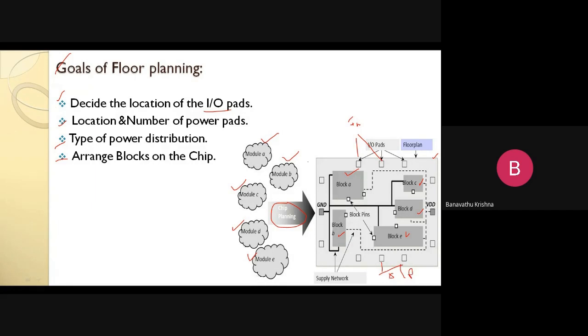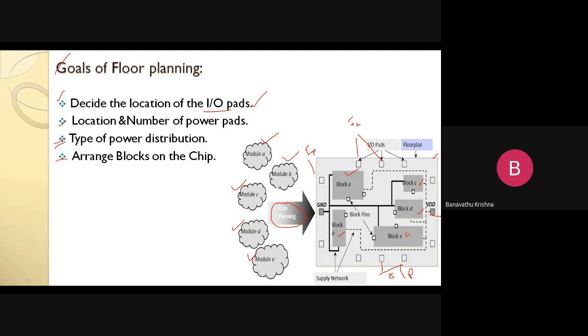Suppose in some other case, on this side I want to give the input signals, right? And here in some other case I am going to take them as output pins, right? So these are the locations of the IO pads, input pins and output pins, and then the location and number of power pads. How many pads we are going to take in this particular floor plan, and the type of power distribution.